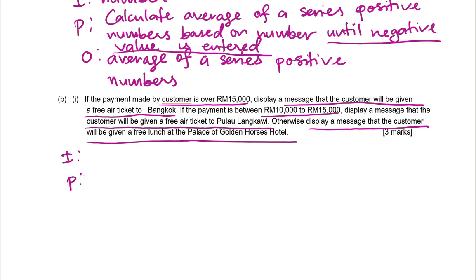Of course, this one is a repetition. So why? Because here, you have a condition. What condition is in the question? It said that if the payment made by the customer is over 15,000, then the customer will be given a free air ticket, and this is the second condition. If the payment is 10,000 to 15,000, then the customer will be given a free air ticket, and the last one is otherwise, meaning the customer will be given a free lunch at the Palace of Golden Horses.